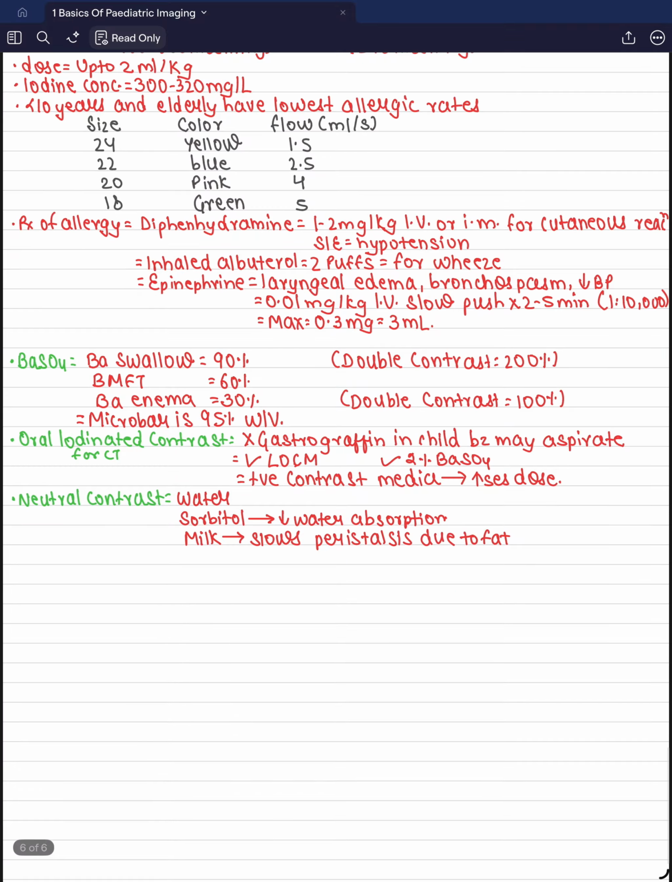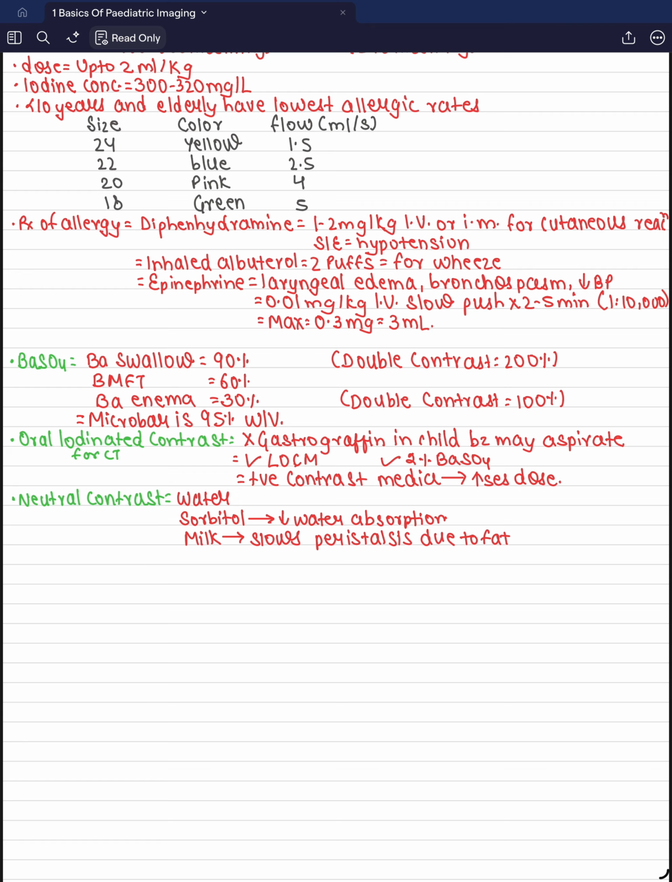Then how much barium do we use in barium sulfate? When you do barium swallow, use 90%, barium meal follow through 60%, barium enema 30%. So it is very simple to remember: 90, 60, 30. Now when in barium swallow you use double contrast, then double the amount, double the 90, approximately it will be 200. Similarly in barium enema double the 30, and you can reach around 100%. Okay, how much have you seen Microbar in your department? How much barium is contained in Microbar? It is 95% weight by volume.